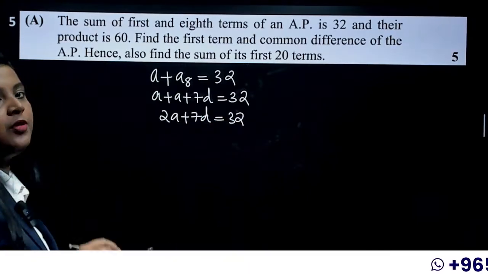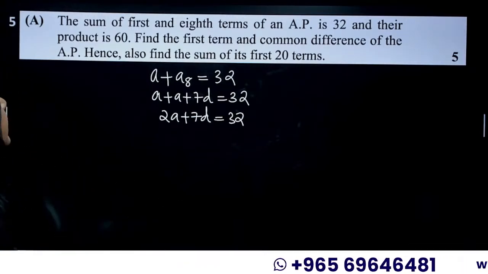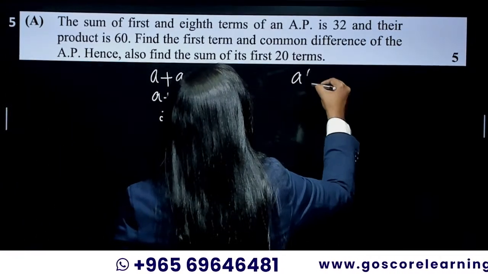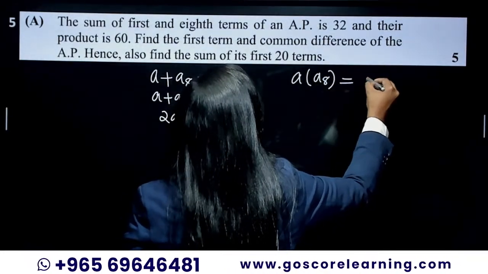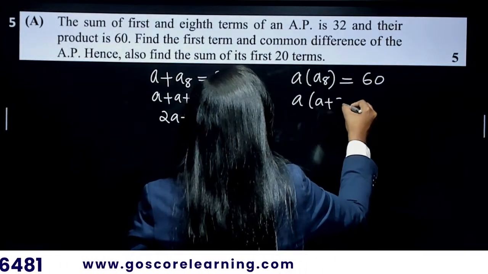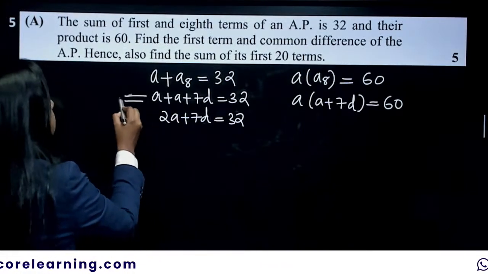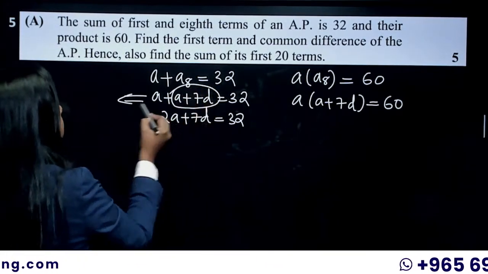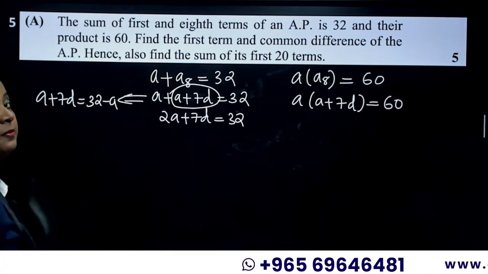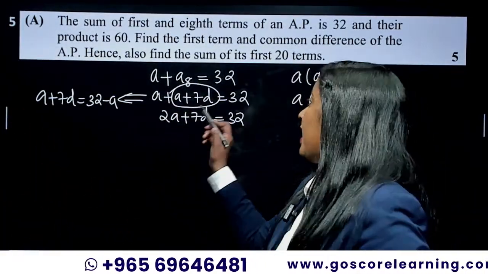Let it be here. The first part is over. Now what is given? It is given that their product is 60. Their product means the product of the first term and the eighth term is going to be 60. That is a into a plus 7d is equal to 60. So from this, can I write a plus 7d is equal to 32 minus a? Yes, I can, right? I hope you can see the board.